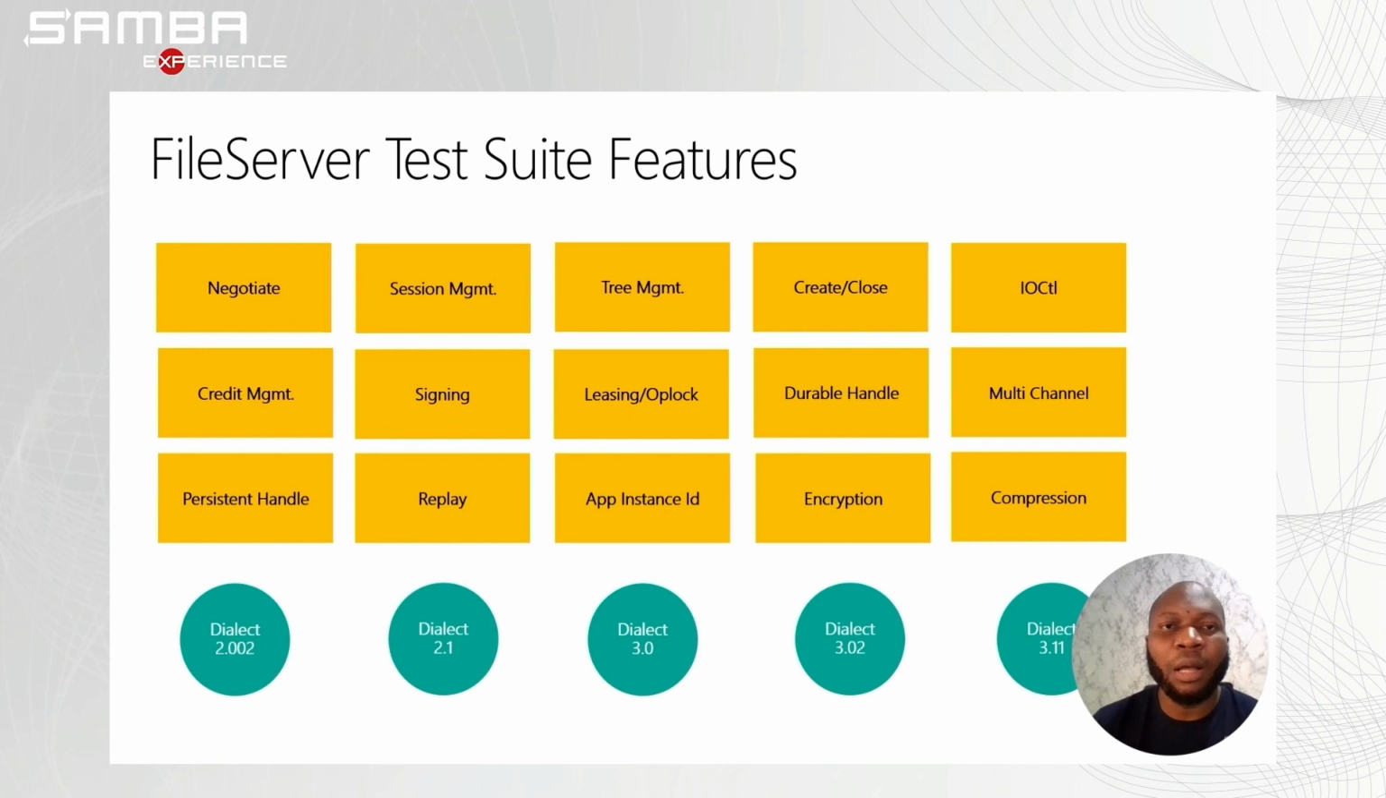Now, the currently available features of the FileServer test suite today include support for SMB2 dialects between 2.0.2 to 3.11 inclusive, as well as messages within the features shown on the screen. Please note that this is not an exhaustive list of all the message types that are currently covered, but just to give you an idea of the message types and the dialects currently supported by the test suite today.